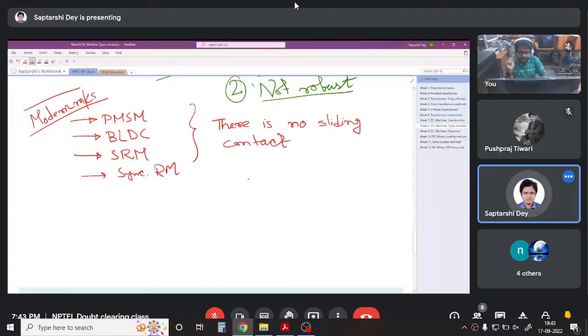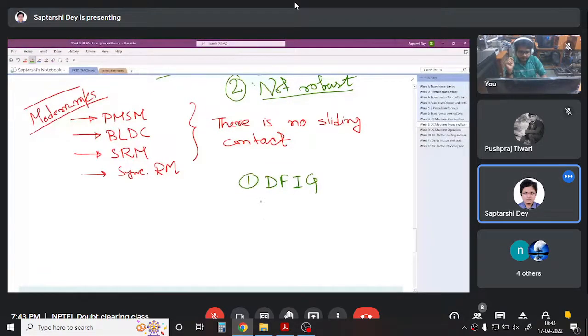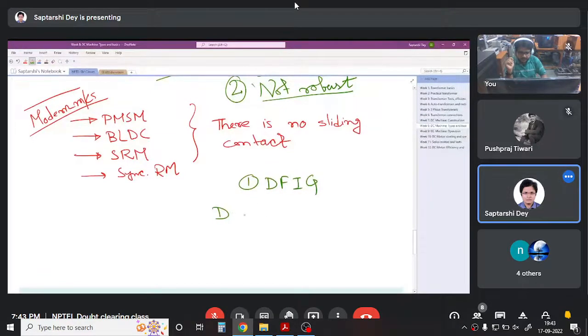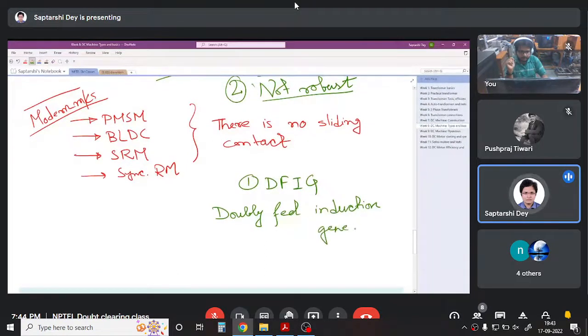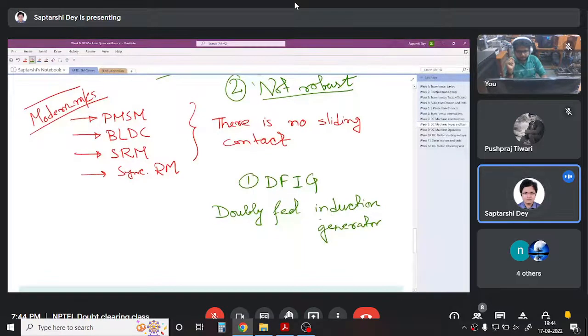Only one case, that is the DFIG. DFIG is doubly fed induction generator, which is nothing but an induction machine. These things still use sliding contact, but there are reasons behind it.